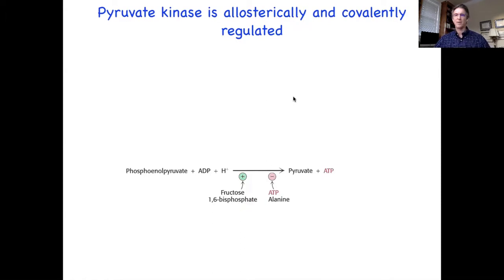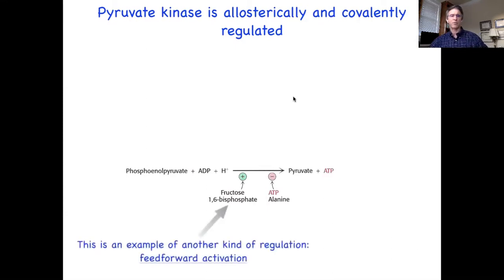Look at that. Well, why would that be? Fructose 1,6-bisphosphate is not a reactant. It's not the immediate substrate. Why would you do that? This is an example of something known as feed-forward activation. And again, if you think about the pathway design for glycolysis, this makes a lot of sense.